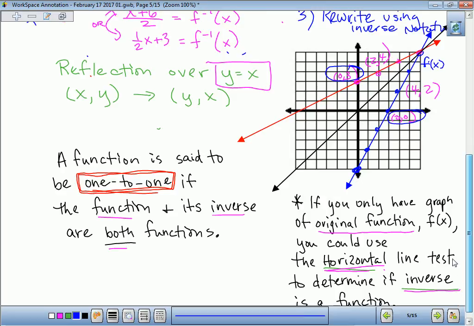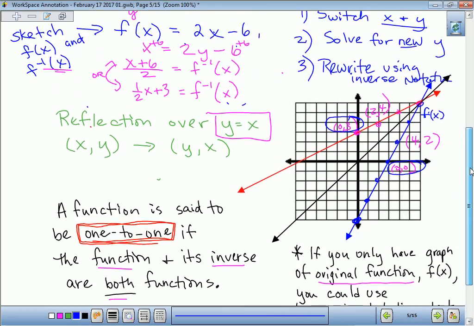So now, here's our one new vocabulary. We don't do much vocabulary in math, but we have one right here. A function is said to be one-to-one. That's a special label. It's a special kind of function. It is one-to-one if the function and its inverse are both functions.